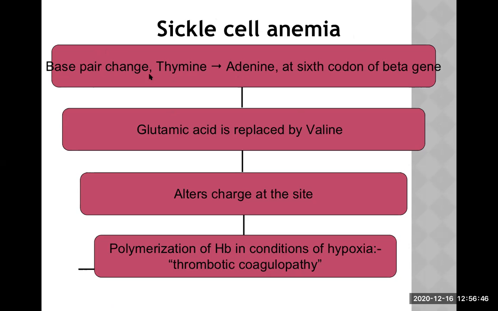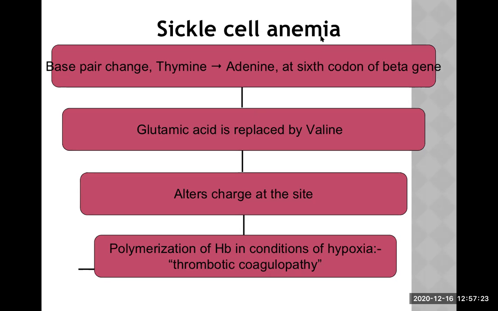There is a base pair change. That means thymine is replacing adenine at the 6th codon of the beta gene. Now, where is the beta gene present? In which chromosome is the beta gene present? Chromosome number 11. Very good. Absolutely. So, in chromosome number 11, some changes are developing here. This is the point I'm talking about now.